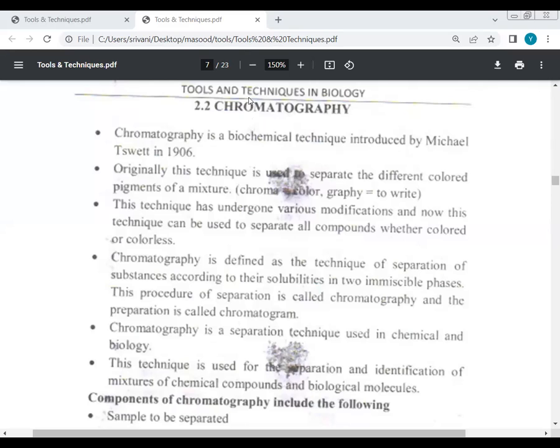Tools and technology. Next topic is chromatography techniques. Chromatography is a biochemical technique introduced by Michael Tswett in 1906. Originally, this technique was used to separate the different color pigments of a mixture.